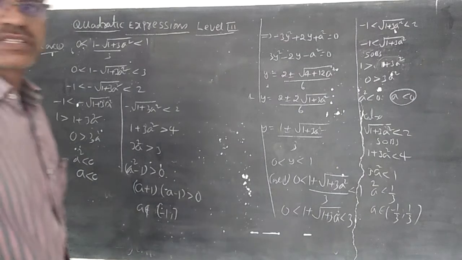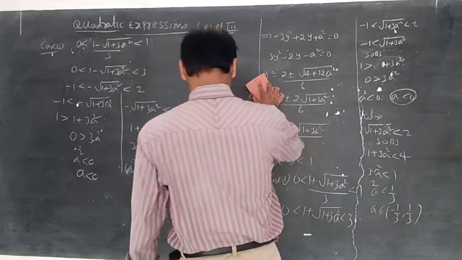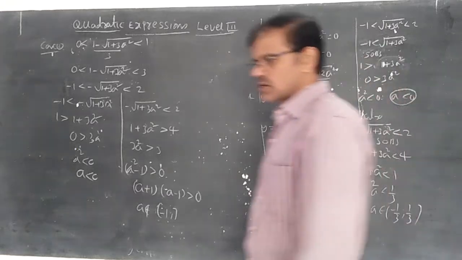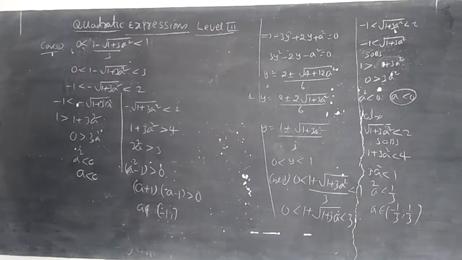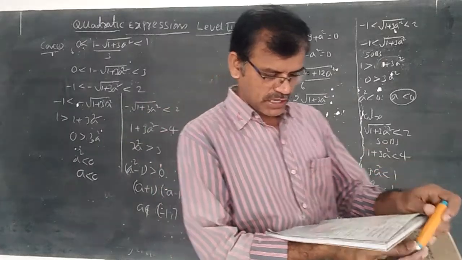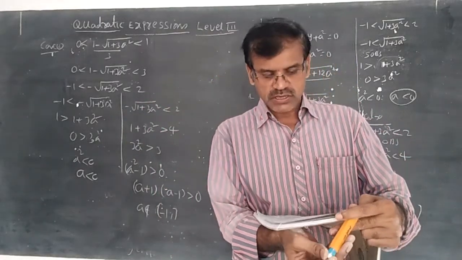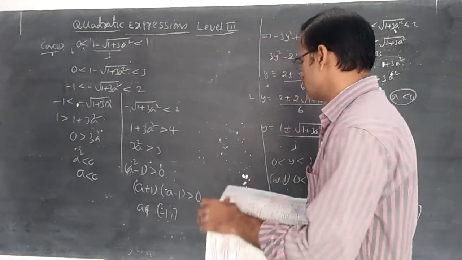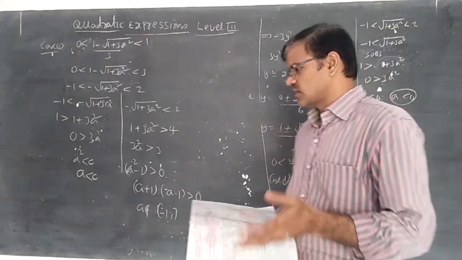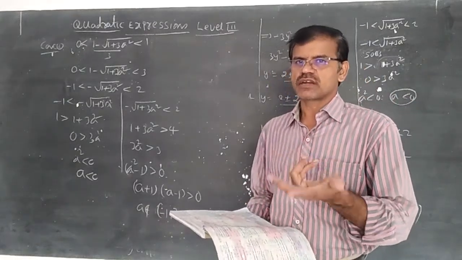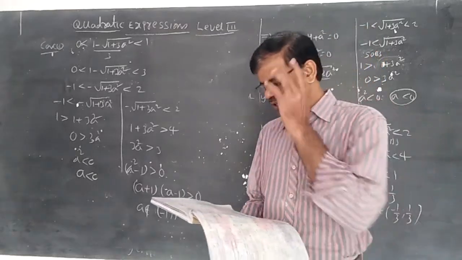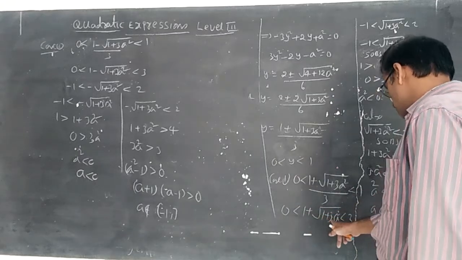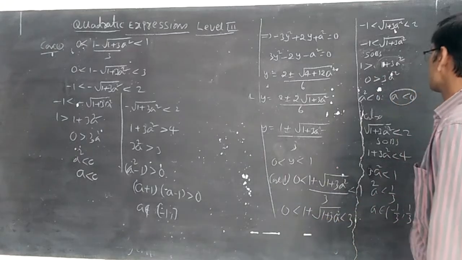Let us discuss once again. 0 less than... it is correct. Just see the question condition: it has no integral solutions. So that means the fractional part lies between 0 and 1. So whenever the value lies between 0 and 1, we will not get integral solutions. We should get the answer in the proper way. 0 less than 1 plus root of 1 plus 3a square less than 3 is correct.